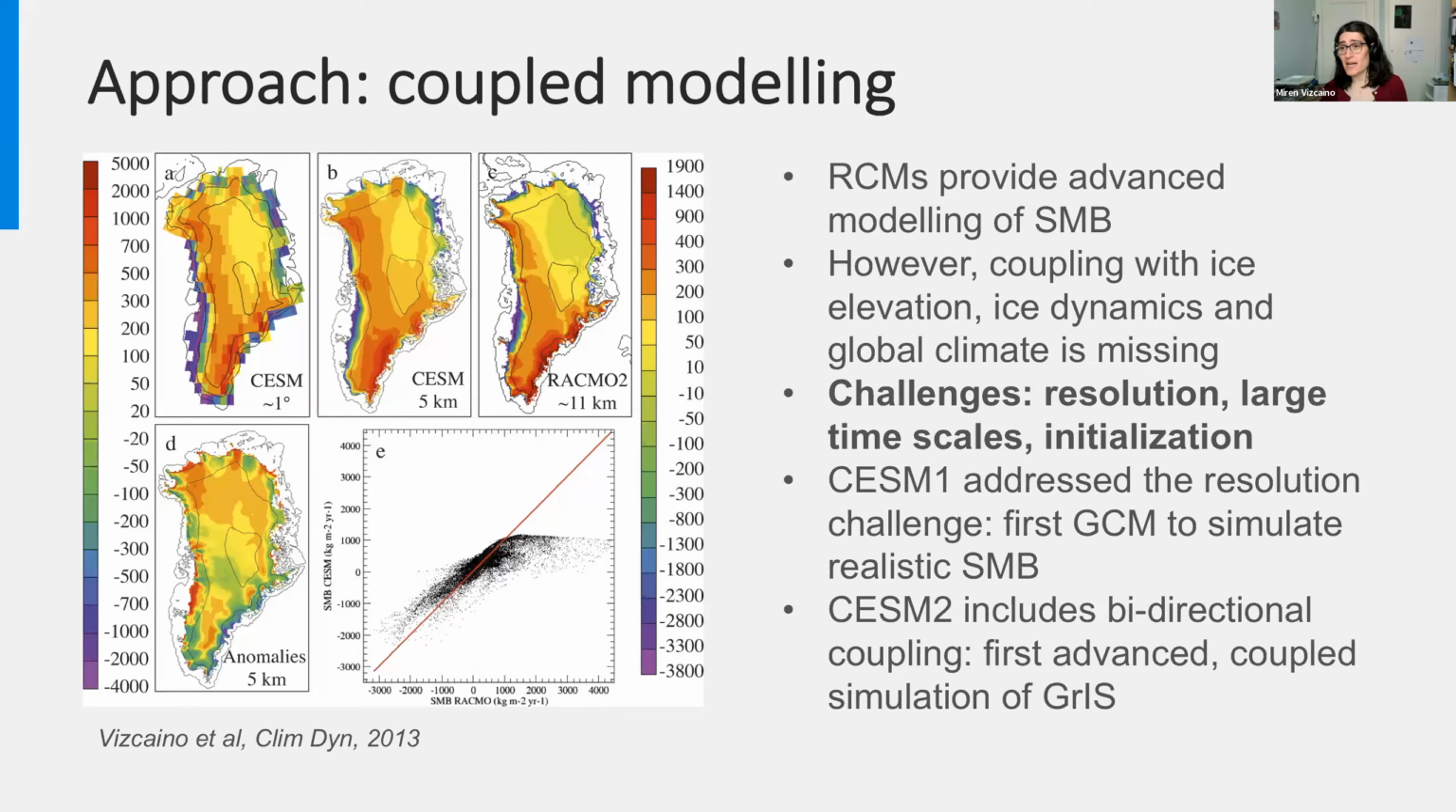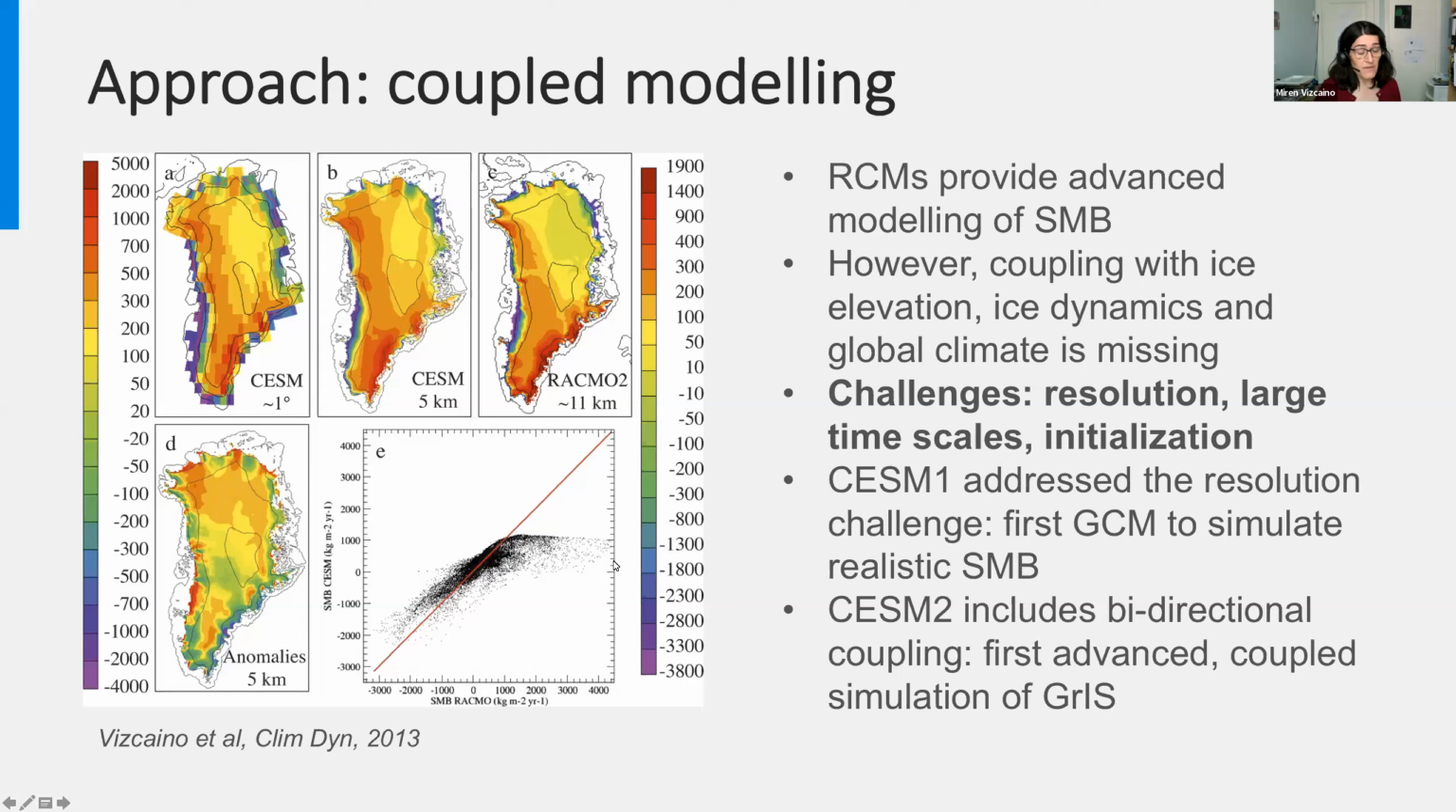Okay, another challenge is how to initialize these coupled models, because we need to initialize the climate model together with the ice sheet model, and running a climate model for a long period of time is very difficult, very expensive. So the Community Earth System Model has been addressing some of these big challenges in coupling ice sheet and climate models. And it was the first GCM to simulate a realistic surface mass balance.